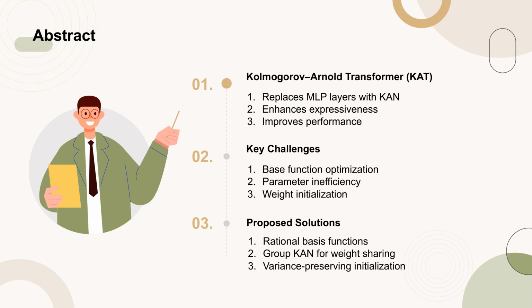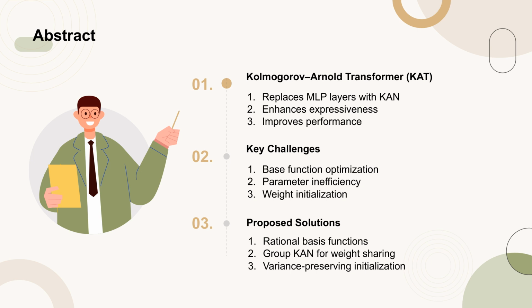However, integrating KANs into transformers presents several challenges. First, the base function, typically a B-spline, is not optimized for parallel computing, leading to slower inference speeds. Second, KANs require unique functions for each input-output pair, resulting in significant computational load. Third, the initialization of weights in KANs is complex due to their learnable activation functions. To address these issues, we propose three solutions.